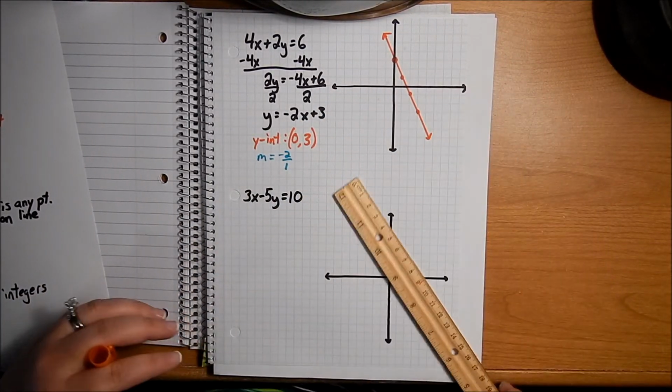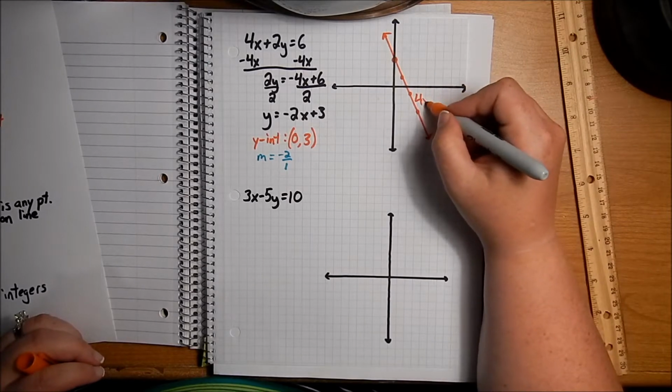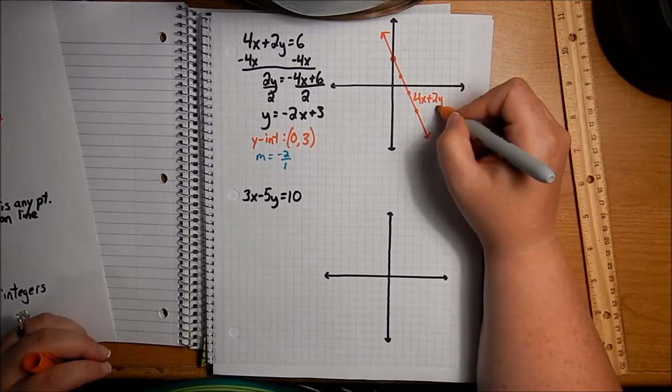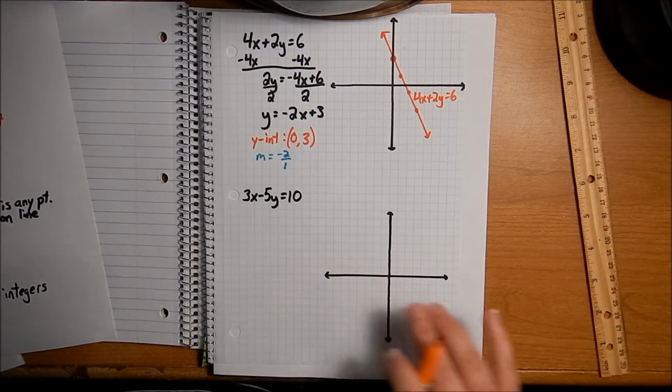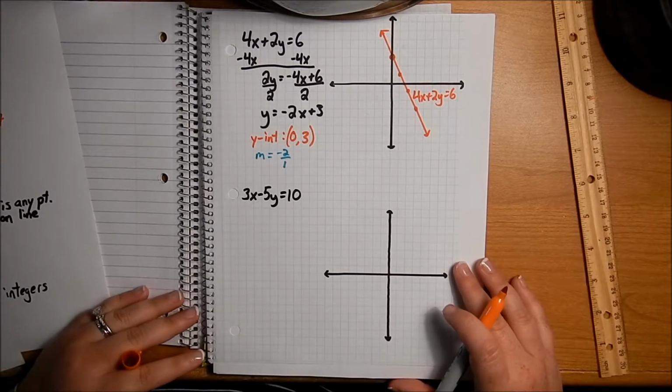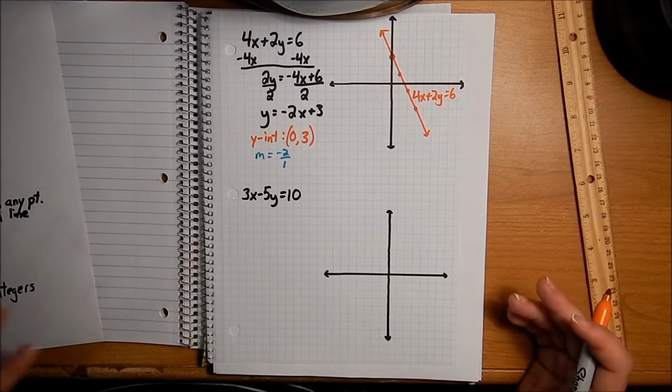And label 4x plus 2y equals 6. Okay? So down here is another one that's in standard form, so I want to go through the same steps.